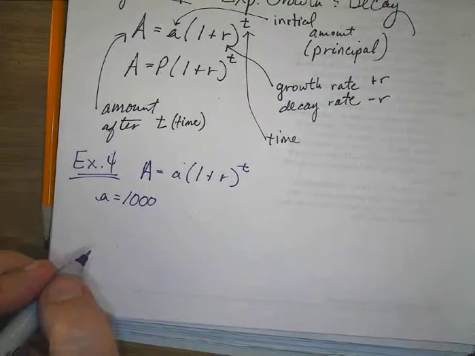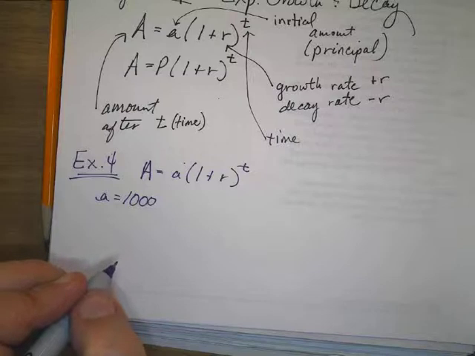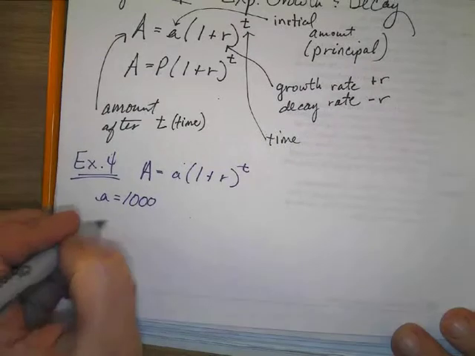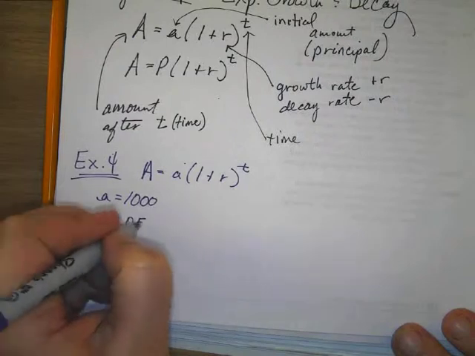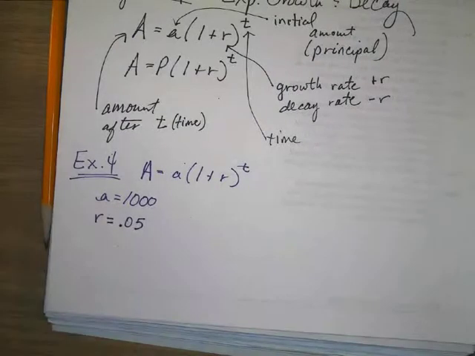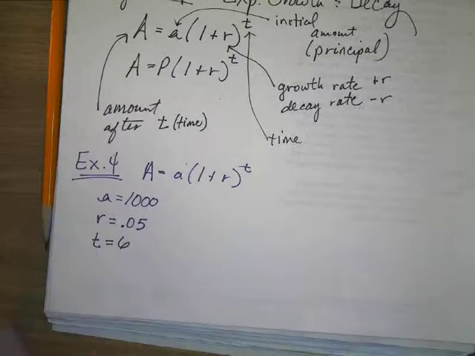And we invested at the end of 6th grade. We were very smart. The account pays 5% interest. So what's my R? Plus 0.05. And it's positive, so I'm just going to write 0.05 because we're getting more money. It says how much money will be in the account after 6 years. So what's the 6? T. So we're going to plug those in and figure out how much money we're going to have.